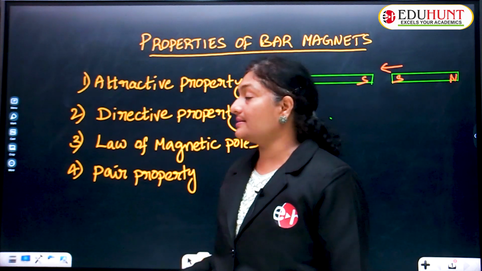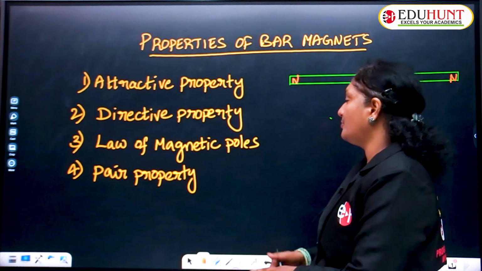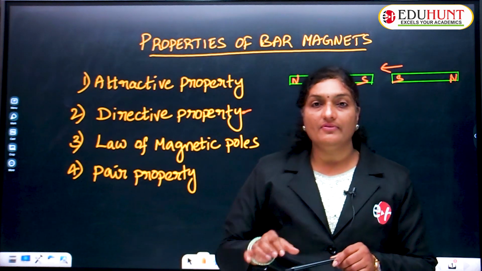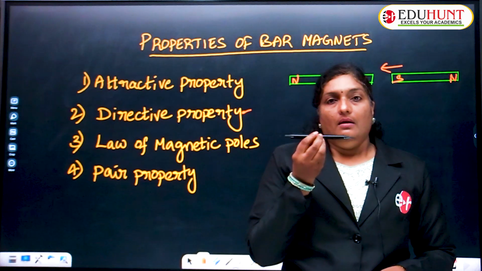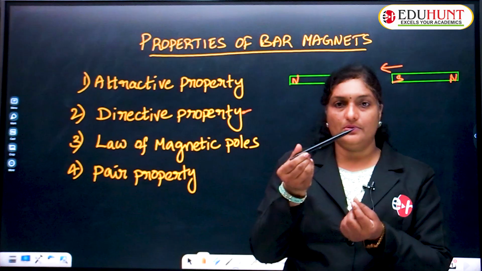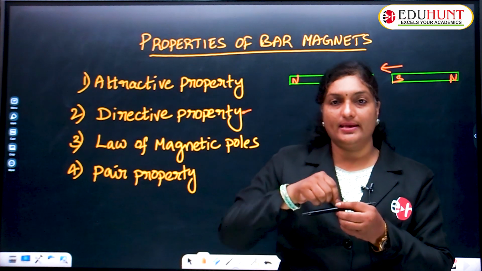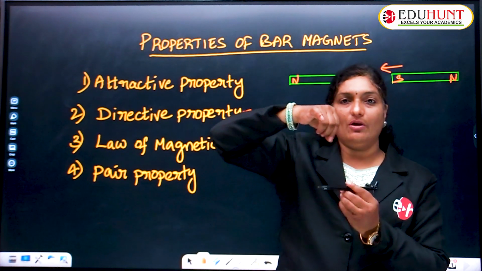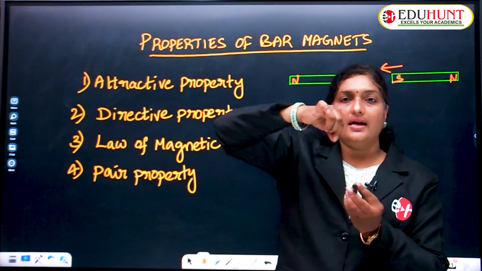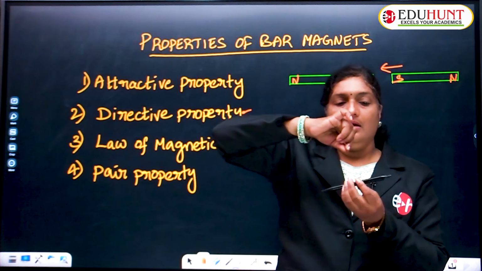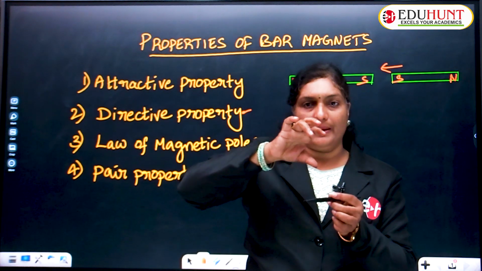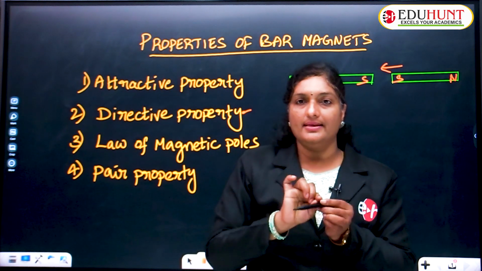Let us now discuss in detail the directive property. So, what is directive property? Earlier I have discussed that whenever a freely suspended bar magnet is held, suppose this is a bar magnet and it is tied by a string and suspended freely, what happens is that it hangs by a string of thread, it starts oscillating, moving to and fro, something like this. It starts oscillating, and after a while it comes to some rest position.